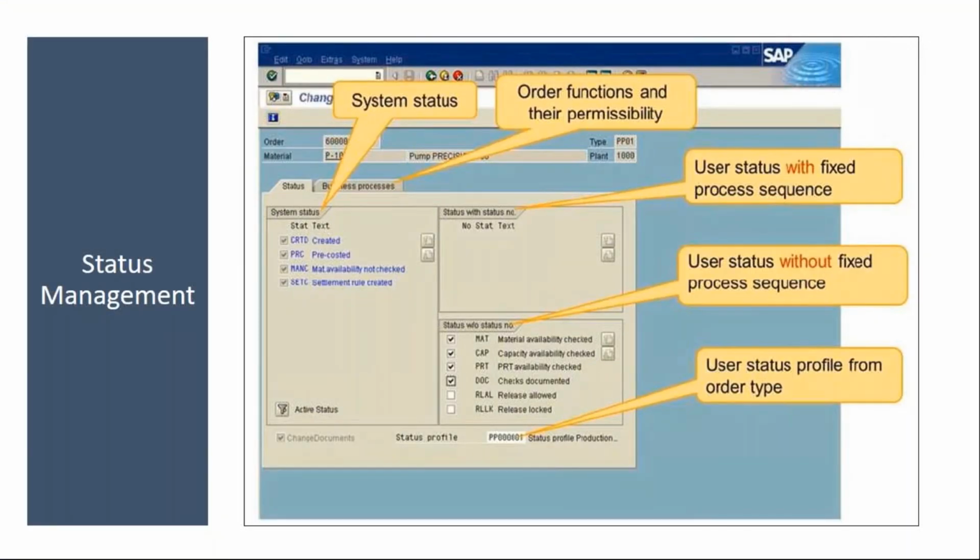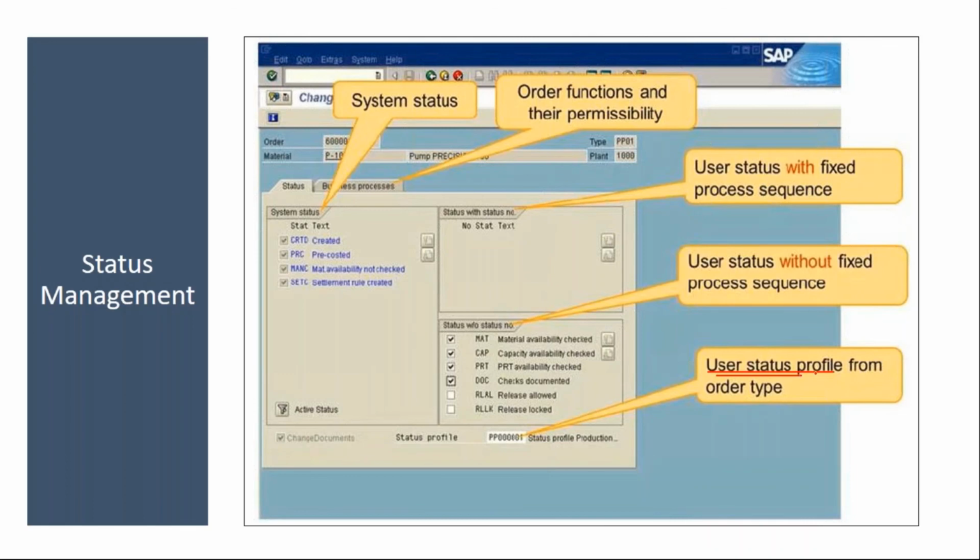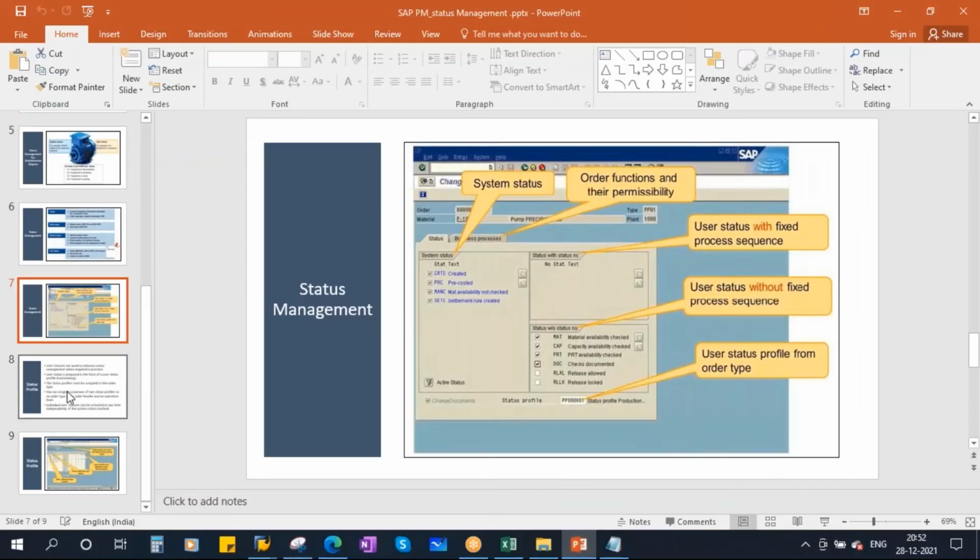If you see here, this portion is system status. Whereas this one is user status with fixed process sequence. Another one is user status without number, user status without fixed process sequence. So what you need to do is create a user status profile and assign that to the order type. Now we will create a user status profile.